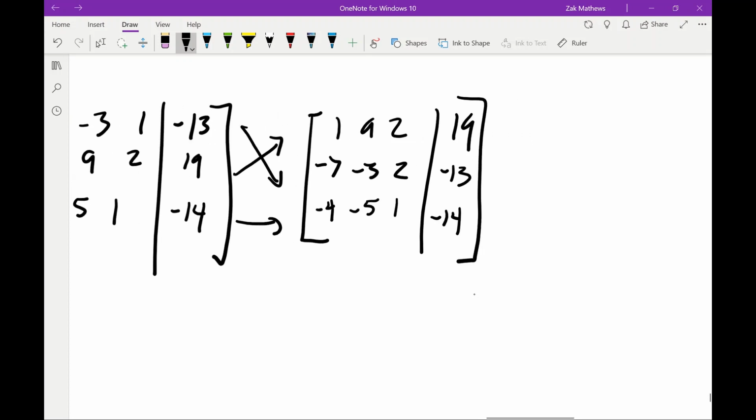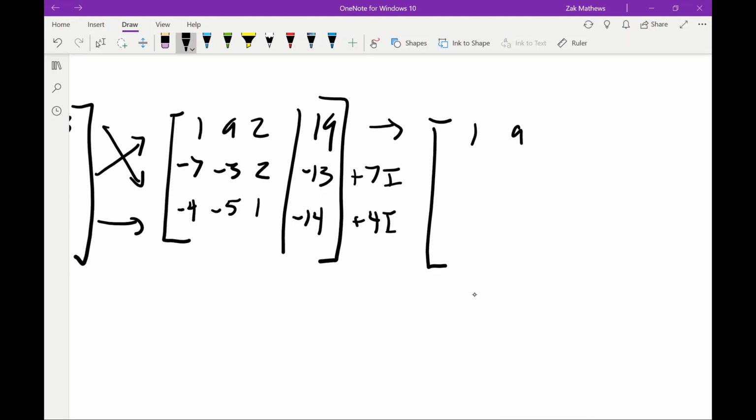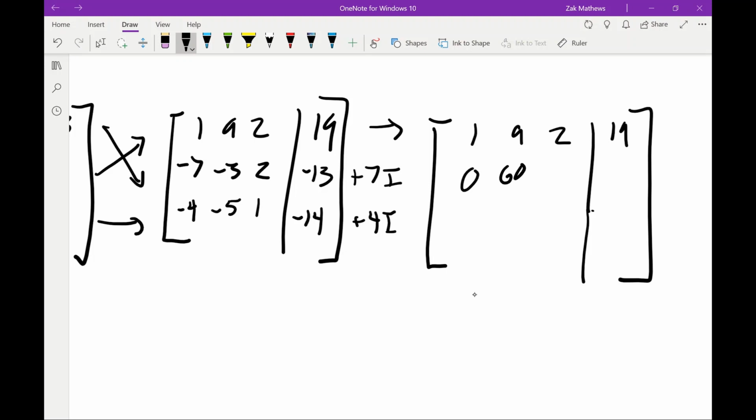in that first position. Now I'm going to get the 0s underneath. So if I need a 0 here, I'm going to have to add 7 times the first line. If I need a 0 here, I'm going to have to add 4 times the first line. And that first line is going to stay the same. So we have 1, 9, 2, and 19. I'm going to have a -7 plus 7 times 1, which is 0. -3 plus 7 times 9, well 7 times 9 is 63, and subtract 3 from it, it's 60. -2, and then 2 times 7 is 14. It's not -2, it's +2, and then 14 is going to give me a 16.